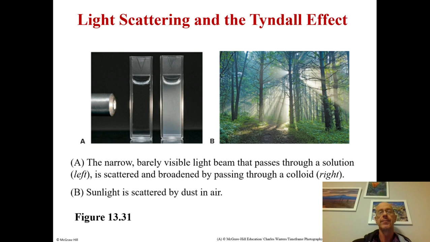And here are examples of colloidal dispersions. On the left-hand side, you have a light beam passing through two solutions. The solution on the left is a homogeneous solution, and the one on the right is a colloidal dispersion, so it looks cloudy. The light bounces off of the particles in solution and gives the appearance as such.